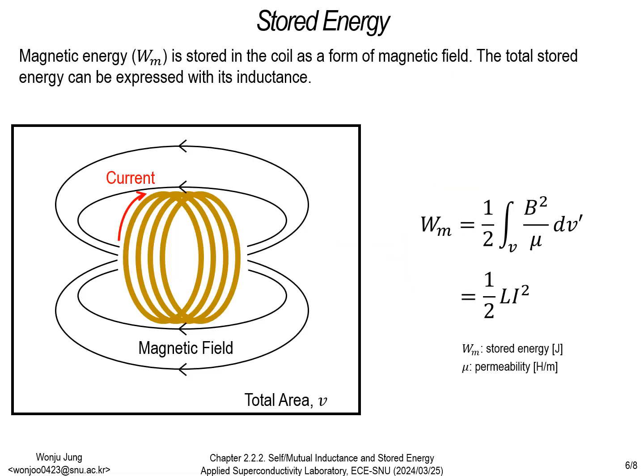Magnetic energy is stored in the coil as a magnetic field. The amount of energy stored can be calculated using the coil's inductance and the current flowing through it. This stored energy is a key factor in designing superconducting magnets, as it affects their efficiency and power.